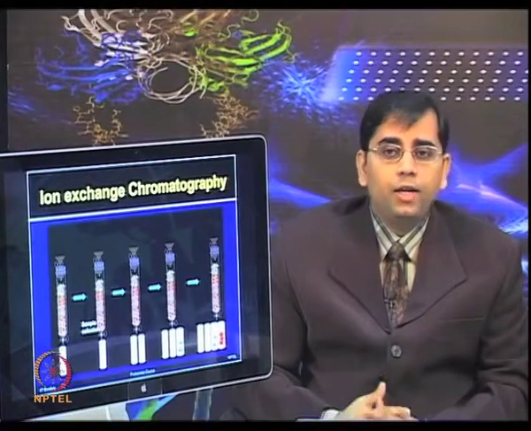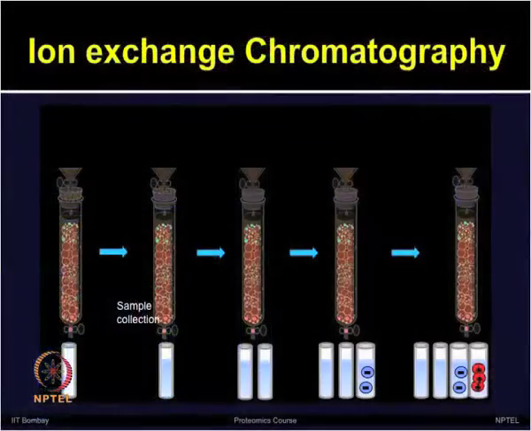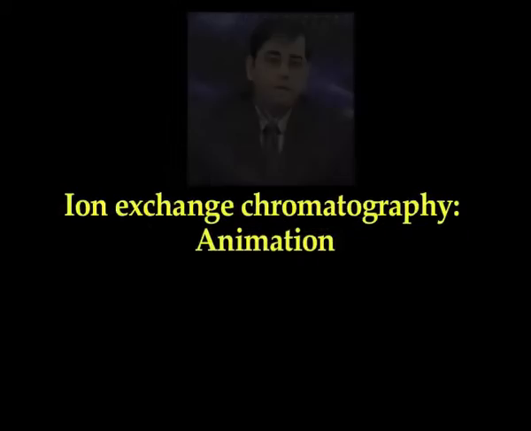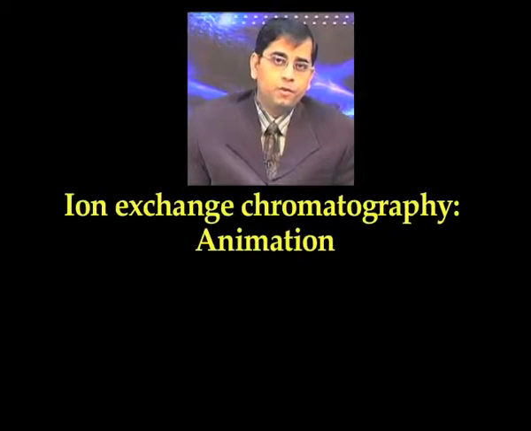So, if you have a negatively charged protein, it gets eluted first and will be present in the initial fractions, while the positively charged protein that bound to the column will be eluted in the later fractions, or it will be vice versa. Let me describe how ion exchange chromatography works step by step in the following animation.